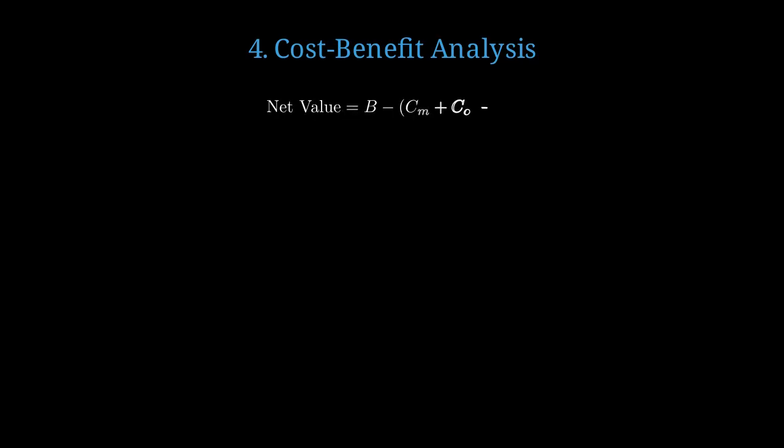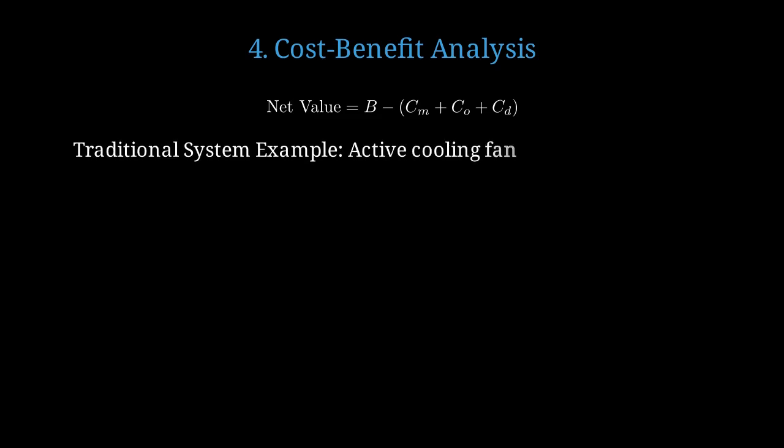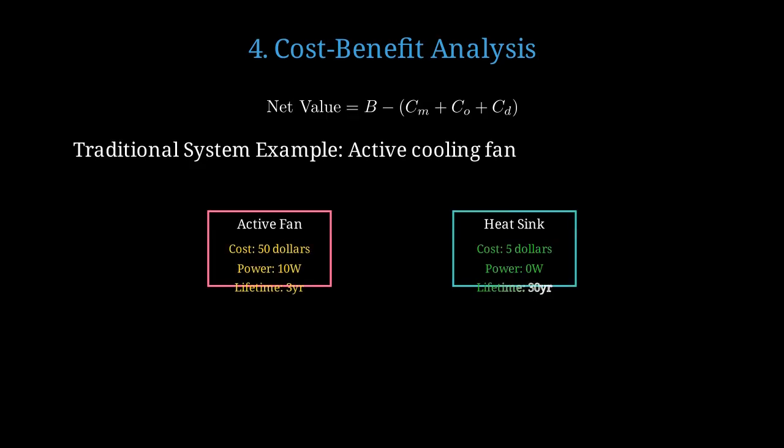Let us perform a quantitative cost-benefit analysis, comparing traditional versus ideal approaches. Net value equals benefits minus the sum of manufacturing costs, operating costs, and disposal costs. Consider a traditional system example, an active cooling fan for electronics. Compare an active fan costing $50, consuming 10 watts, lasting 3 years, versus a passive heatsink costing $5, consuming 0 watts, lasting 30 years.